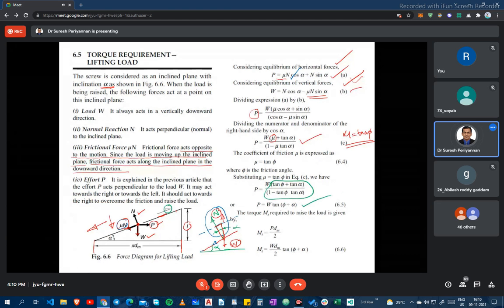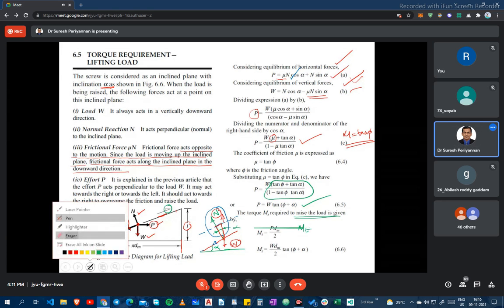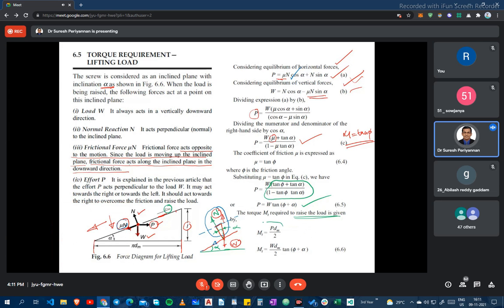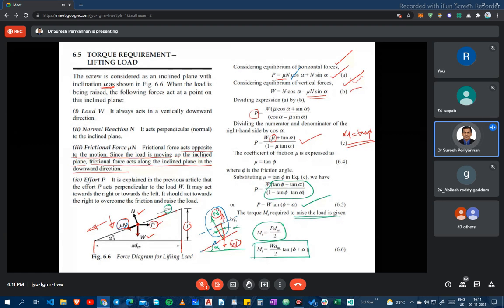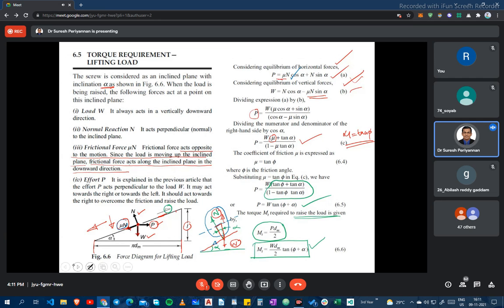Now, how much torque is required to raise the load? That is our intention here. Torque Mt is equal to P into dm by 2. P we know, so it is W into dm by 2 into tan of alpha plus phi. This is the torque required while raising the load W, for lifting the weight W.